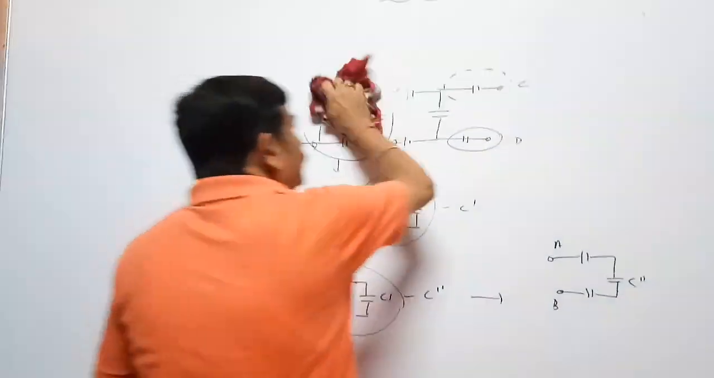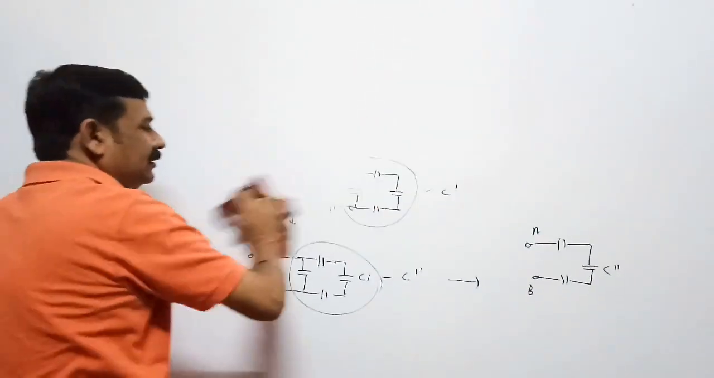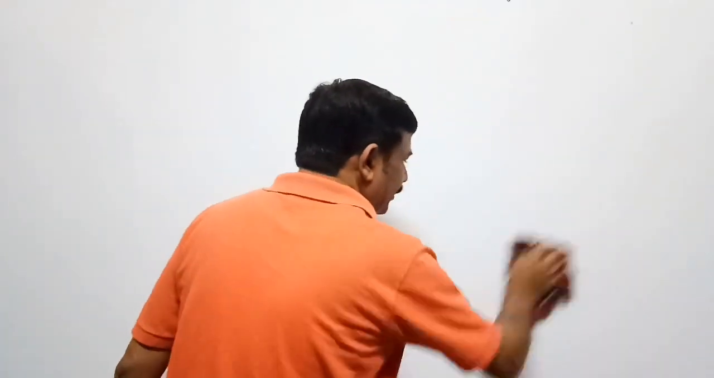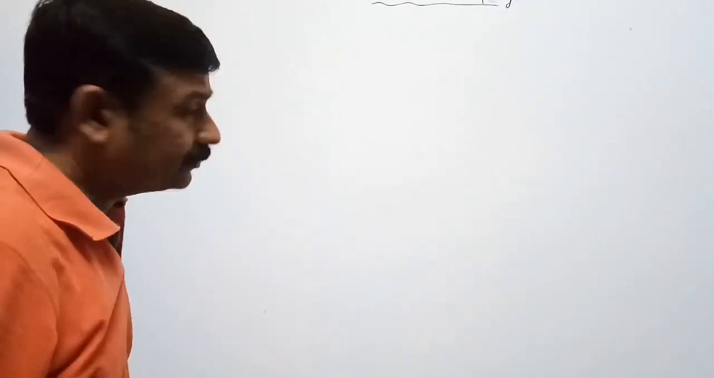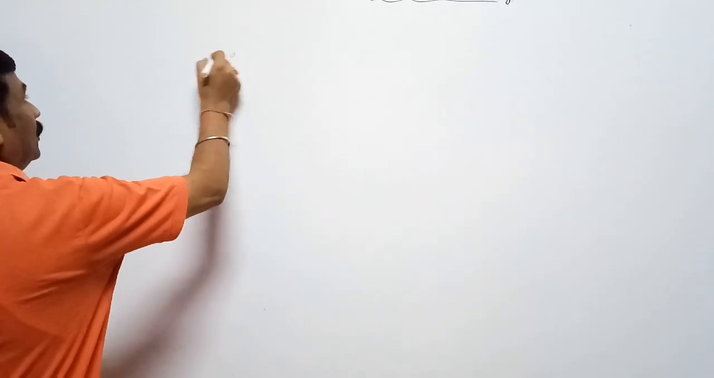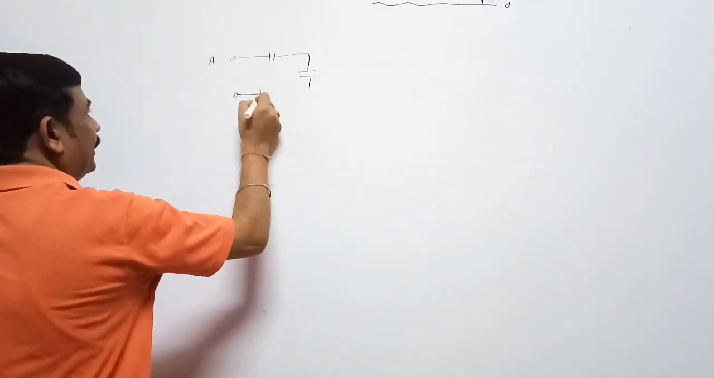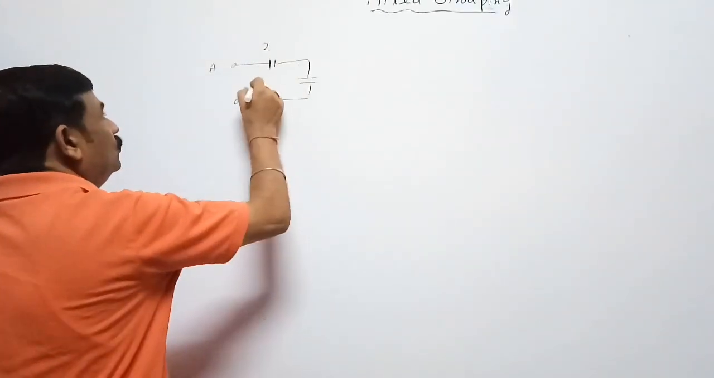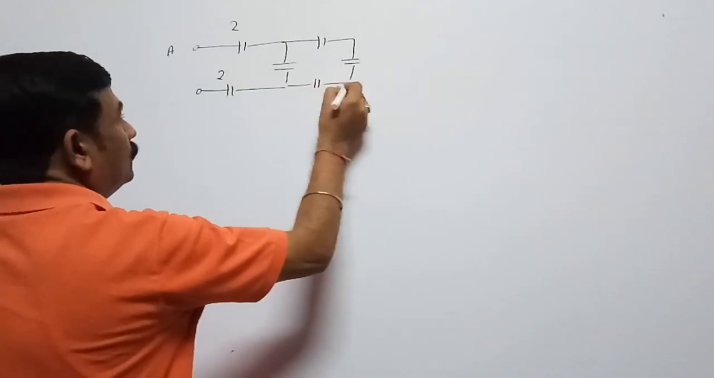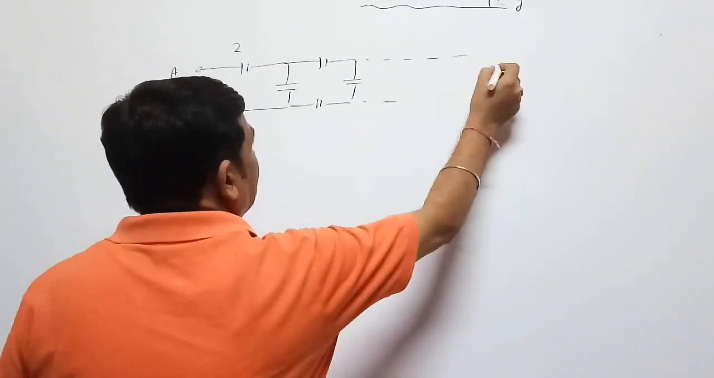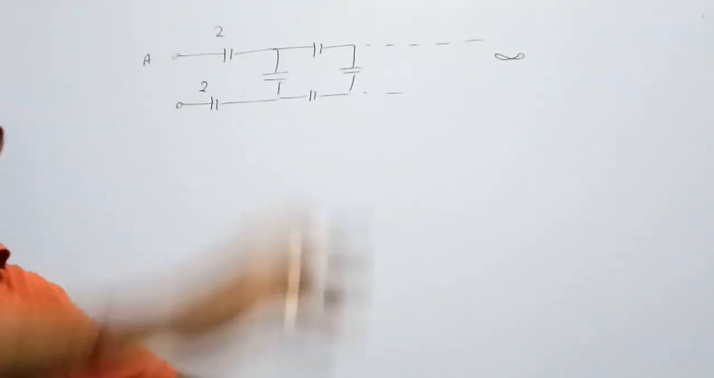Now if this ladder is not finite, it is infinite, then there is a special way to handle the question that I am going to tell you. This is important also. Suppose we have a ladder of infinite dimension, 2 up to infinity, like this. Not one section, two sections, three sections, up to infinite sections.